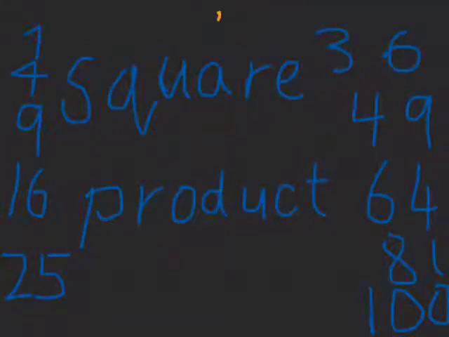So, now don't forget the square products. The square products are very important for you to remember. So, let's review the square products. The square products are 1, 4, 9, 16, 25, 36, 49, 64, 81, and 100. So I hope you really won't forget them.